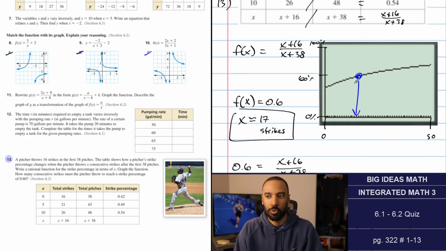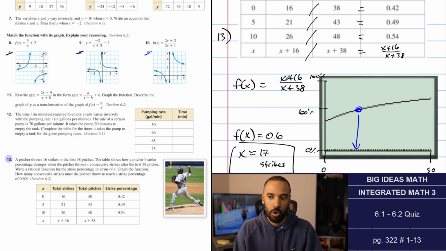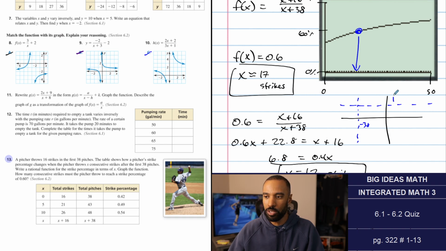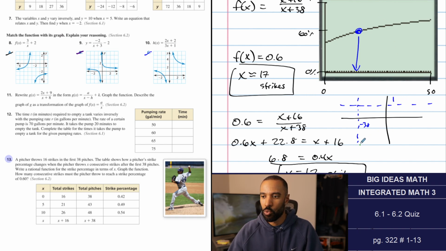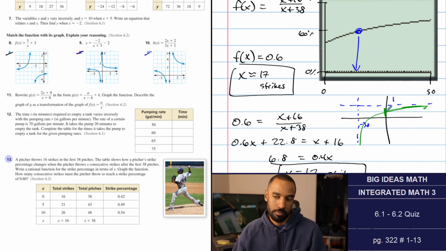So sorry that I didn't get the graph in full here, guys. You'd have a vertical asymptote at negative 38, but it really doesn't apply to whatever we're doing. And then you have a horizontal asymptote at 1, and that totally applies because our graph, when it does something like this, this is the part that we care about from here onward, because these are the pitches for x after throwing the first 38 pitches, right? After the first 38 pitches. So we look at that.